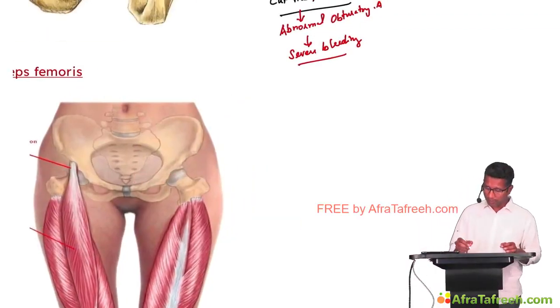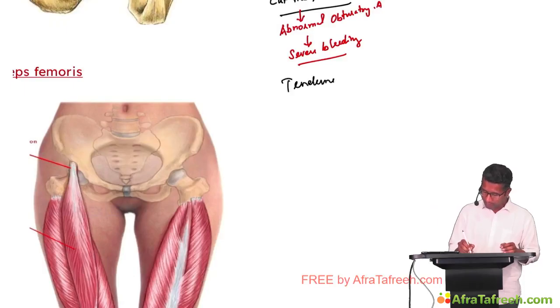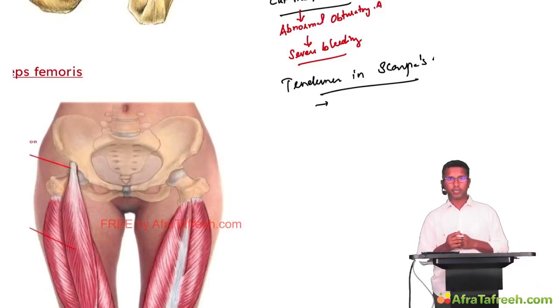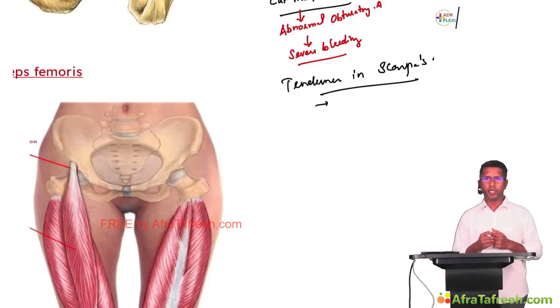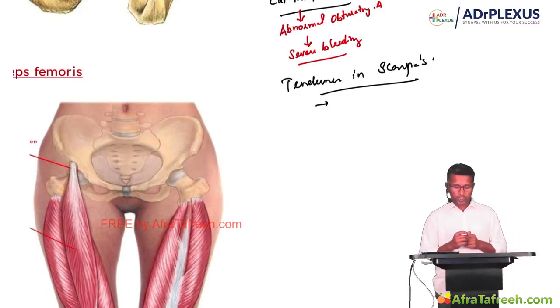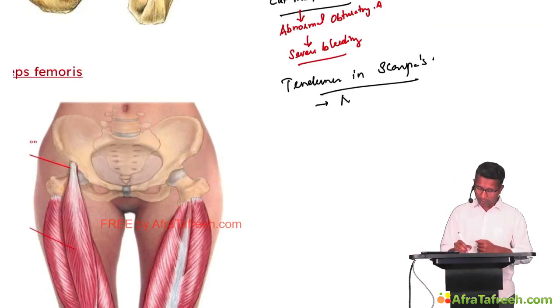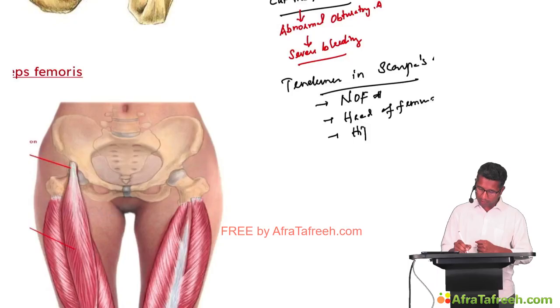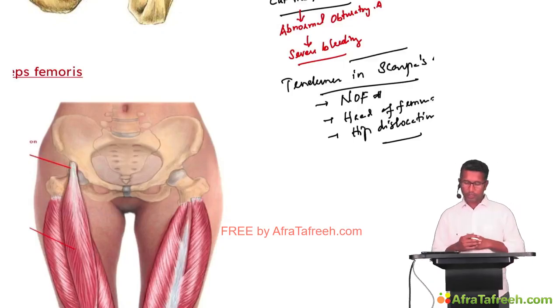If you have tenderness in the Scarpa's triangle, what are all the possibilities where you can get tenderness? See, Scarpa's triangle is basically the femoral triangle. So if you get tenderness in the femoral triangle, there could be chances of neck of femur fracture. There can be chances of head of femur fracture, or there can be a hip dislocation. In all these conditions, you can get tenderness in the Scarpa's triangle.